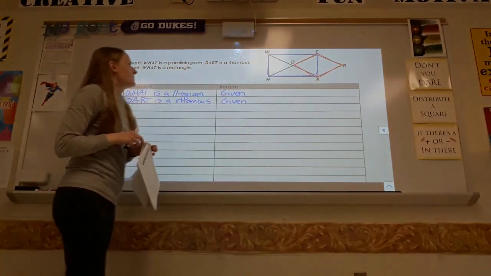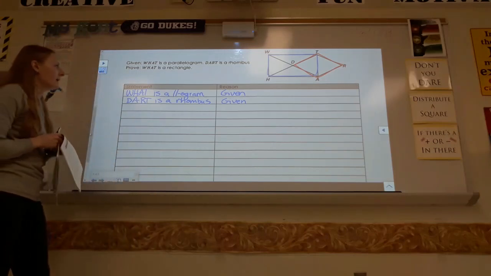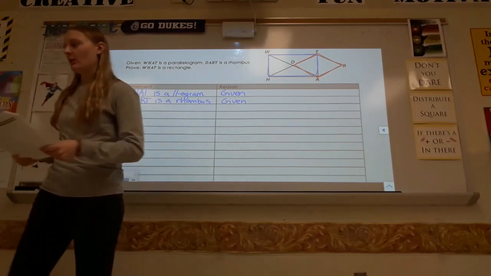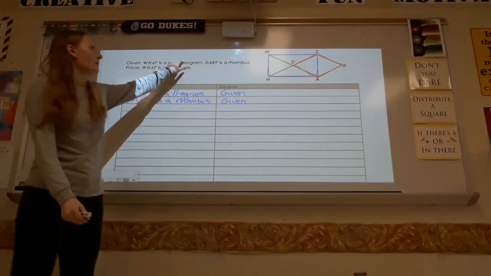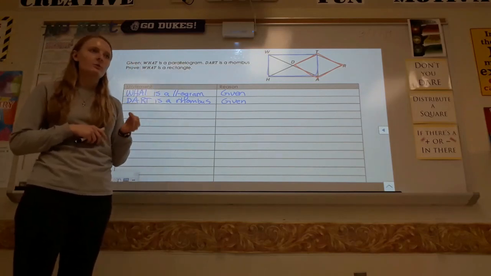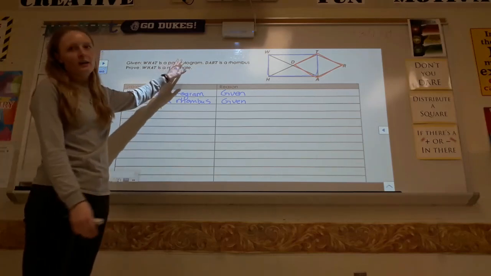Okay, so I need to somehow figure out how to make WHAT a rectangle. So let's think about things we know about a rectangle and how I can prove that. I already have the parallelogram part. Remember how I said when you're trying to prove something's a rectangle, a rhombus, or a square, you have to prove it's a parallelogram first? They already did that. They gave that to us.